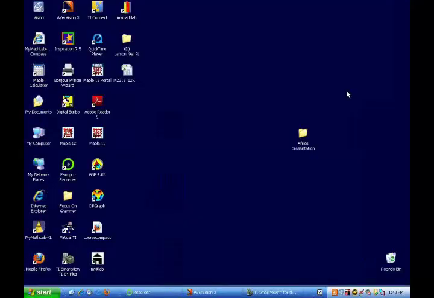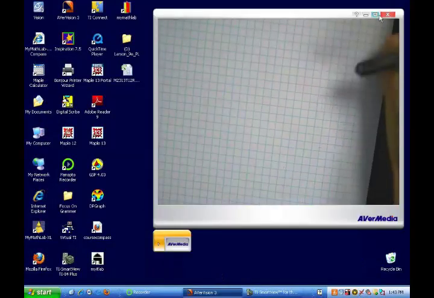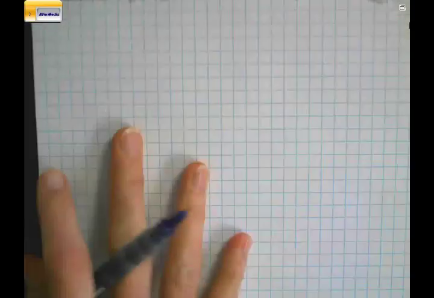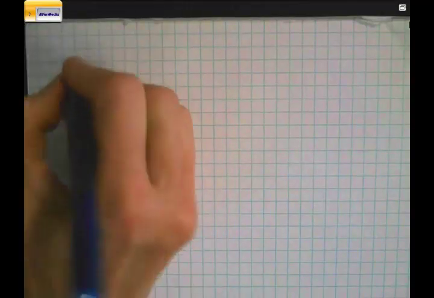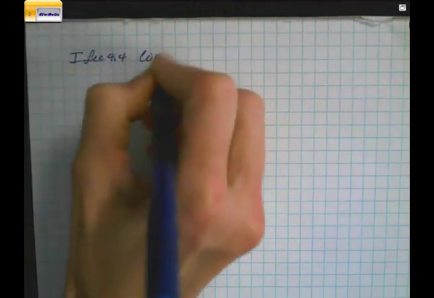So let's take a look at section 4.4, which is on concavity. Okay, all right, everybody, we're in 4.4 now. This is a little bit different from 4.3. It's kind of one more increase in difficulty. And this is on concavity.